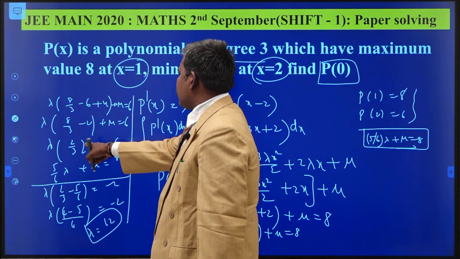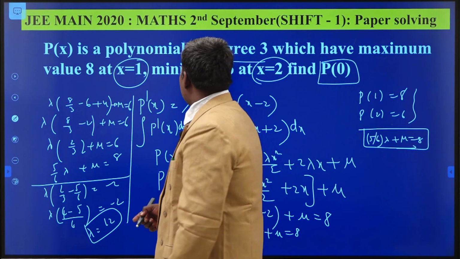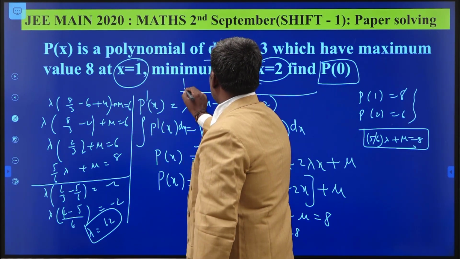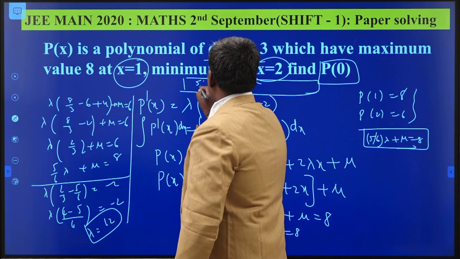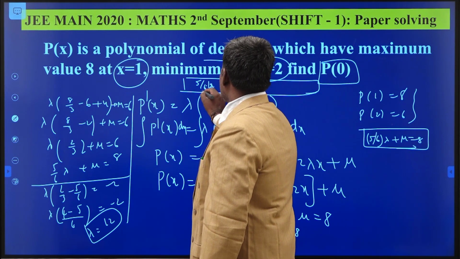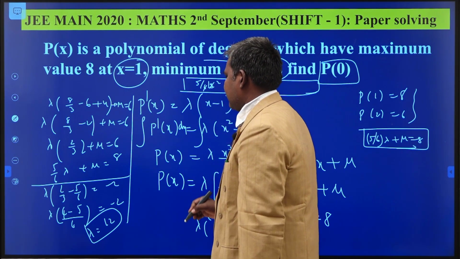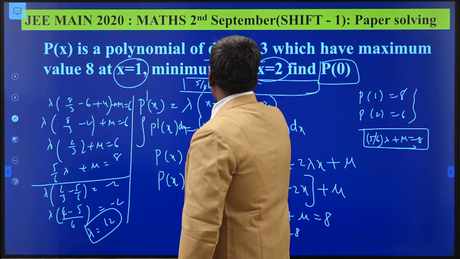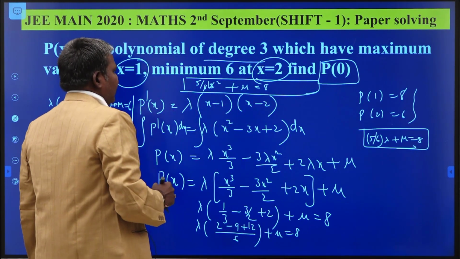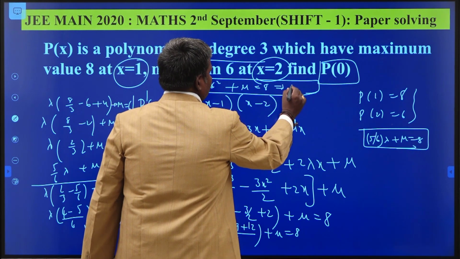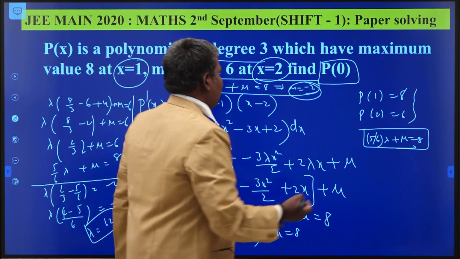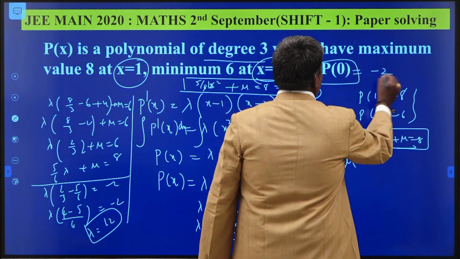Substitute lambda equal to 12 here. We get the value of mu. So 5 by 6 lambda, lambda is 12, that is 2 times, 5 2s are 10, plus mu is what? 8. So 10 plus mu is equal to 8, which means mu is equal to what? Minus 2. What is your mu? P of 0. P of 0 is equal to minus 2.